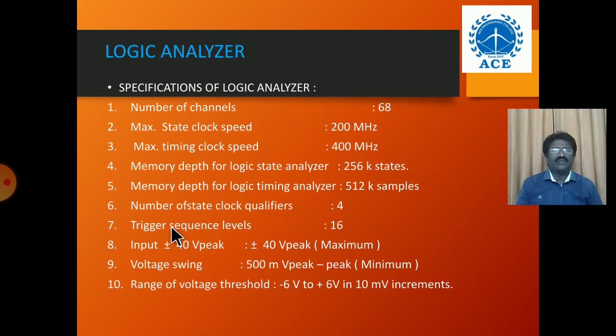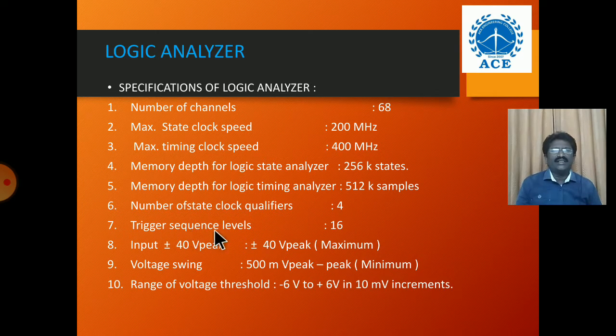Now I am going to explain the logic analyzer. These are the specifications of the logic analyzer. It has 68 channels. Maximum state clock speed is 200 MHz, maximum timing clock speed 400 MHz. Memory depth for the logic state analyzer is 256 states. Memory depth for the logic timing analyzer is 512K samples. Number of state clock qualifiers is 4.